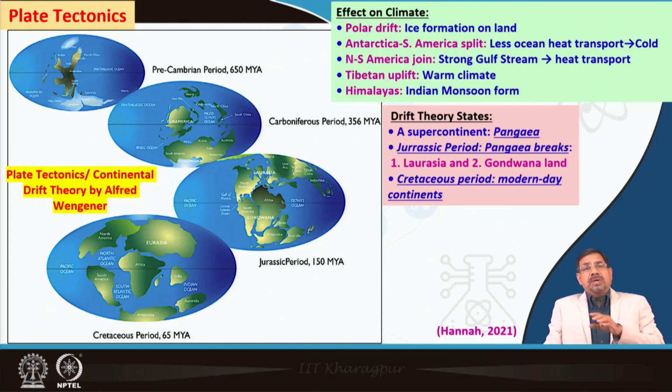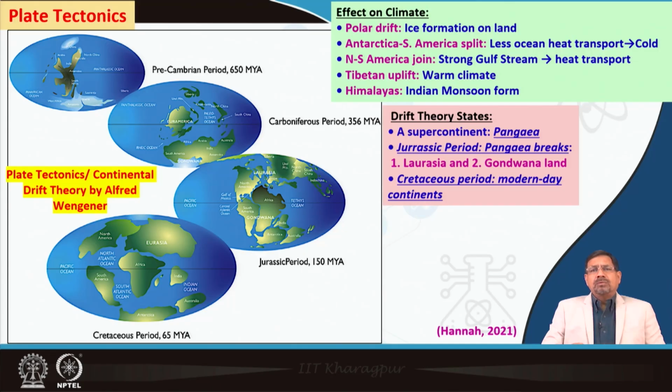But it is not fixed, the plates are moving at a very slow rate, and the effects we realize in terms of the earthquakes, all of us know it. So, what is the effect on climate? If there is polar drift, it means ice formation on land. If you have a lot of landmass at the polar region, that means we have areas for ice deposition or ice formation.